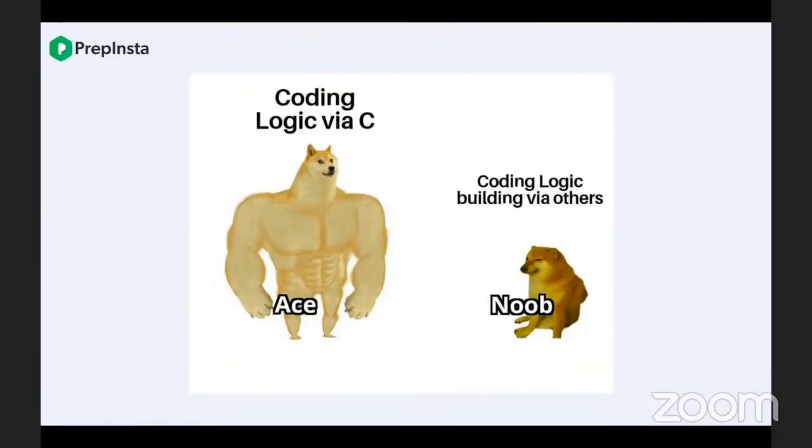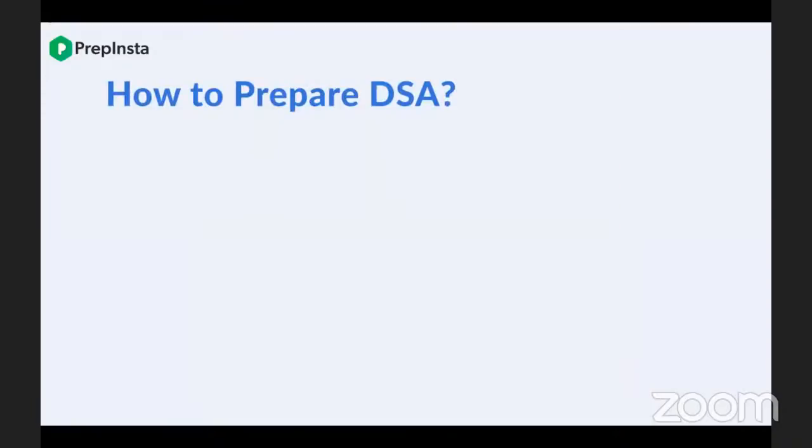So if you are an ace programmer, if you do basic competitive coding in C or Java, I'll also say Java, competitive coding could be done in Java. However, data structures should be done in C, right? If you do it in Python, then you are a noob according to me. However, Python is a very, very good language, right? Now, how do you prepare for DSA, right?